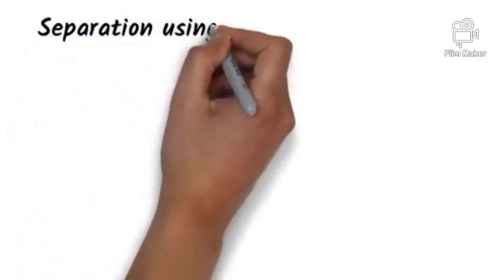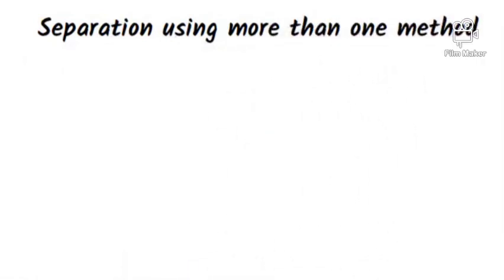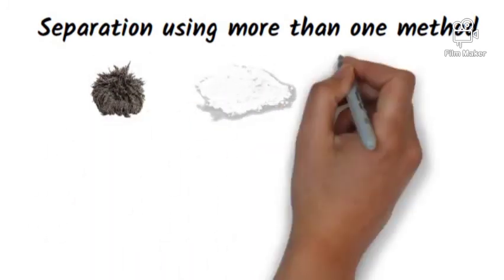Separation of mixture using more than one method. Friends, we have studied some of the methods for separating mixtures into their components. Some of the mixtures can be separated by a single method. On the other hand, many mixtures can only be separated into individual components by a combination of methods of separation. These methods are applied step by step. Let us understand this by an example of separating a mixture of iron filings, chalk powder and common salt.